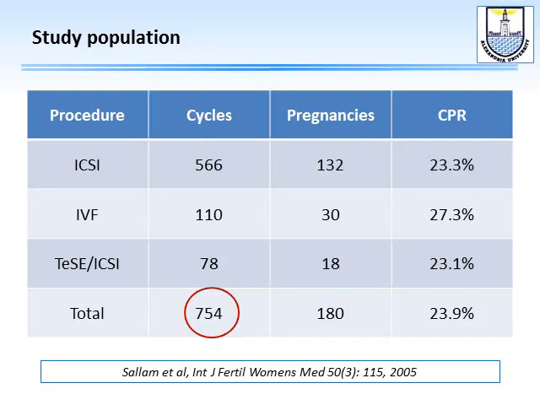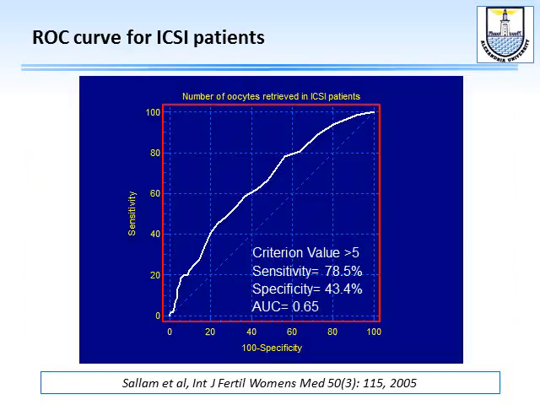We analyzed 754 of our consecutive patients at that time, and we constructed the receiver operating characteristic curves. And what did we see? We saw that if we are talking about ICSI, where the pelvis is a clean pelvis and everything is fine except that we have oligoteratozoospermia or maybe asthenospermia, the critical point, the cutoff point, was 5 oocytes. We needed 5 oocytes. We didn't want to have less than 5 oocytes.